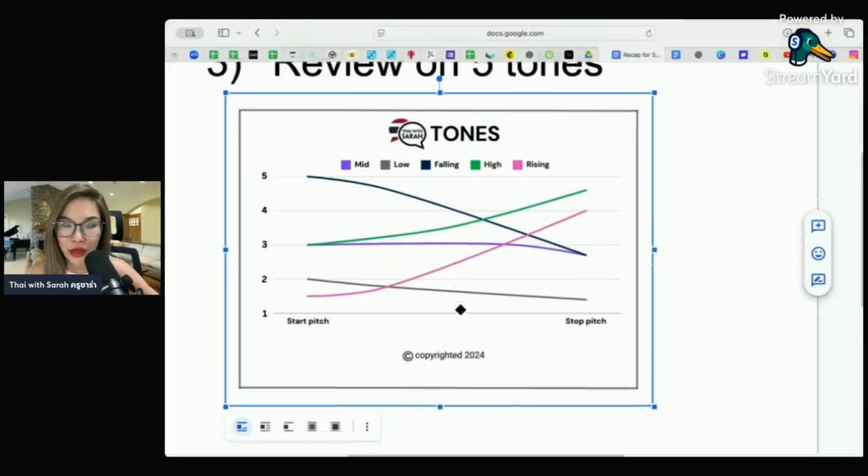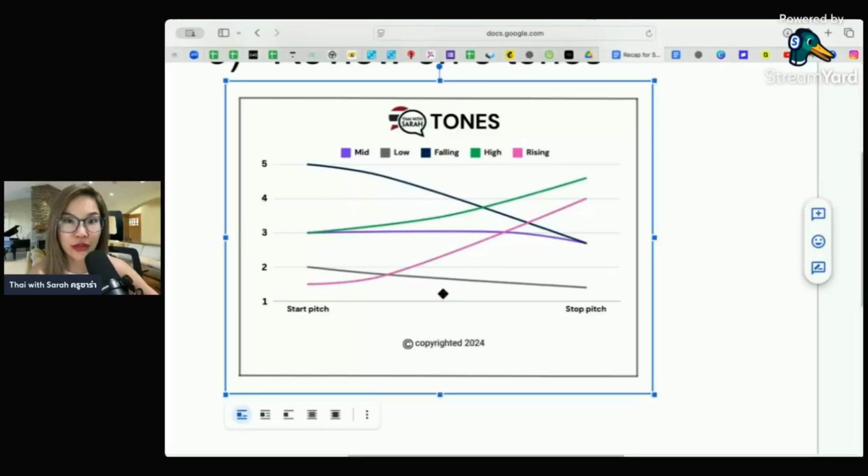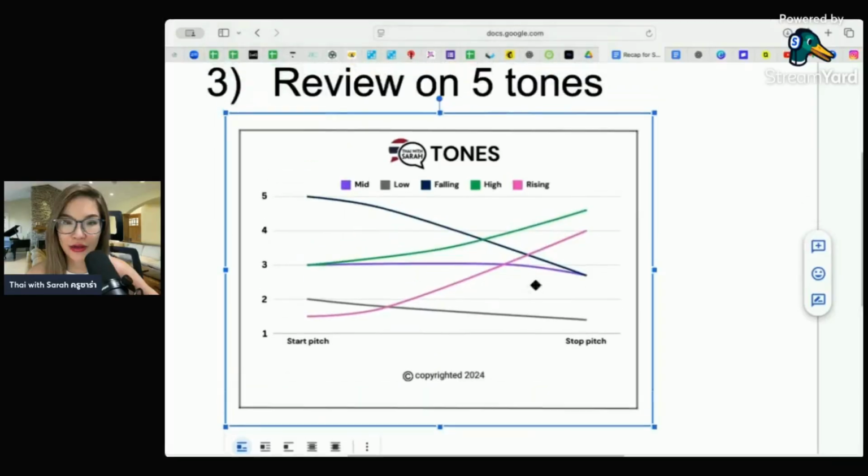Okay. All right. So here we go. We've got 2 tones already. You still remember that? Mid tone: ma. Low tone: ma. Okay. Now let's go to falling. This one, falling, in the blue color. You're going to be so surprised.